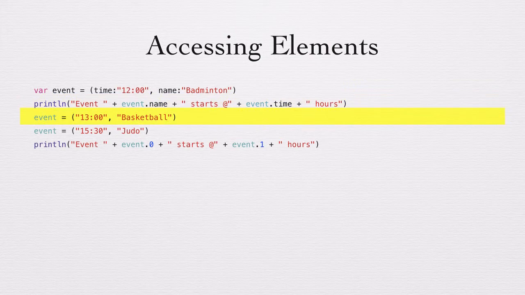Now, we change the tuple to set the new event. Tuples values can be changed any number of times like this. We now print the current value of tuple event on the console. Note that, rather than using the explicit names for its elements, I have used the indexing to refer to an individual element of the tuple.